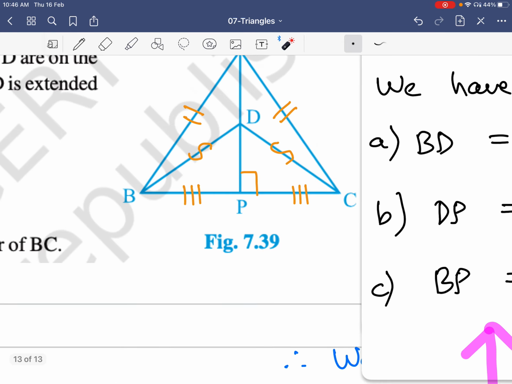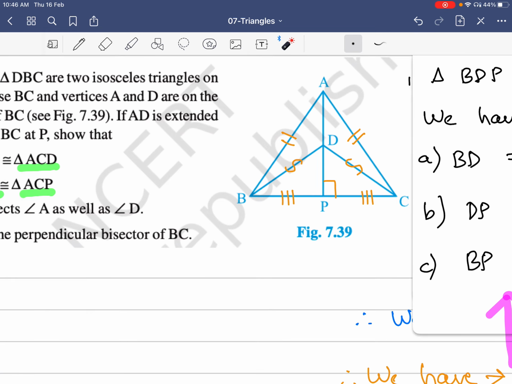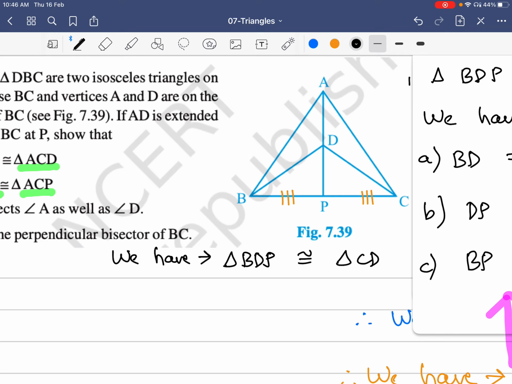So I'm going to zoom in here and just make a small proof. First of all, let's remove these things now. This is not needed. This we have to prove. The thing that we know is BP is equal to CP. And another thing we know is, I'm just going to write it, we have triangle BDP congruent to triangle CDP. Therefore angle BPD is equal to angle CPD.